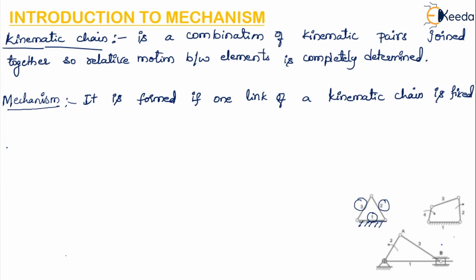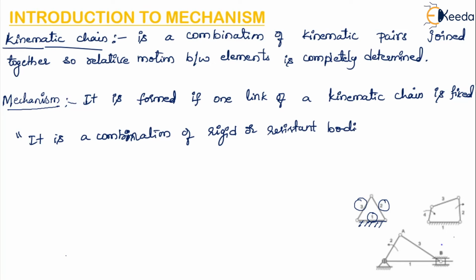So a mechanism can be defined as a combination of rigid or resistant bodies formed and connected so that they move with definite relative motion with respect to one another. First of all, I will write the definition of mechanism. It consists of a combination of rigid, that is, resistant bodies. What is a resistant body? A resistant body is one which does not undergo any deformation when force is applied on it.